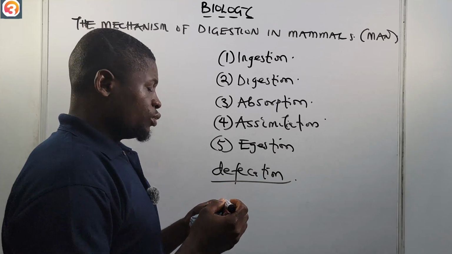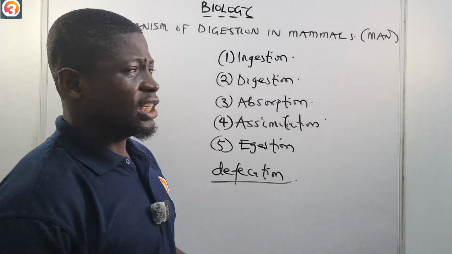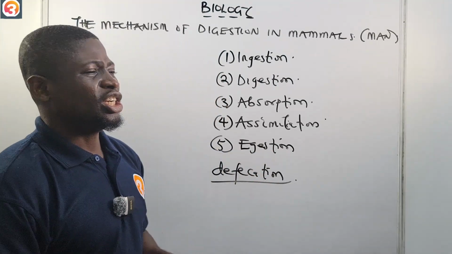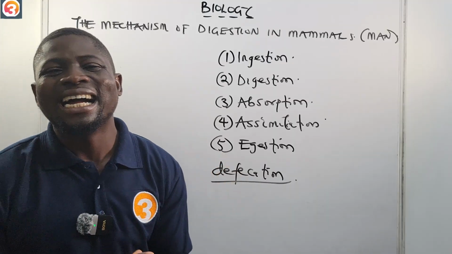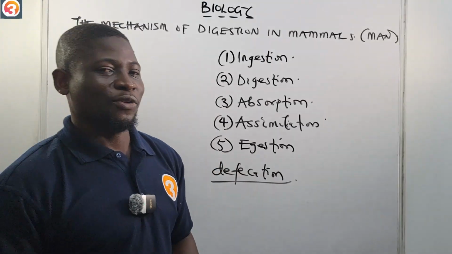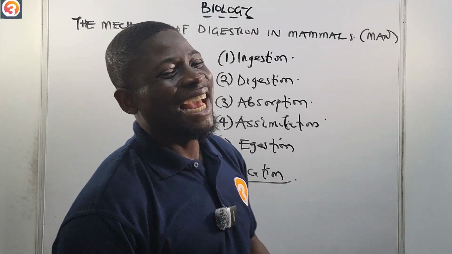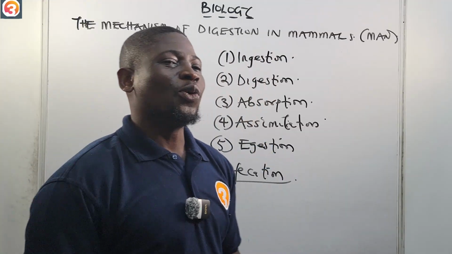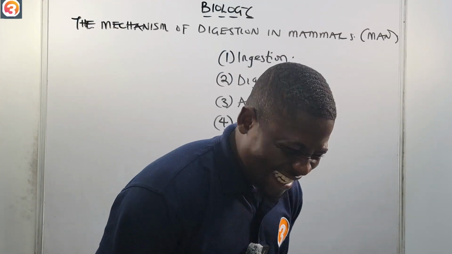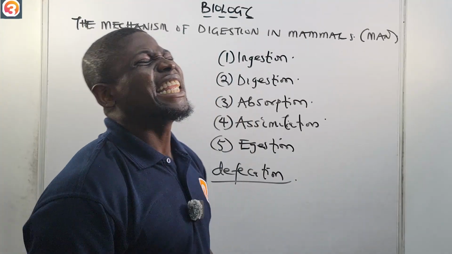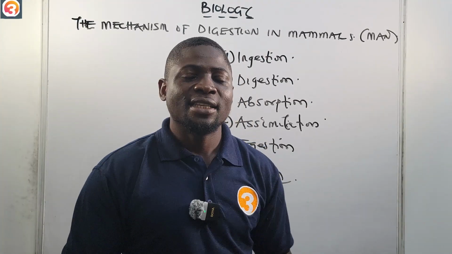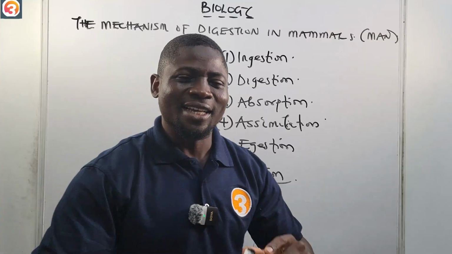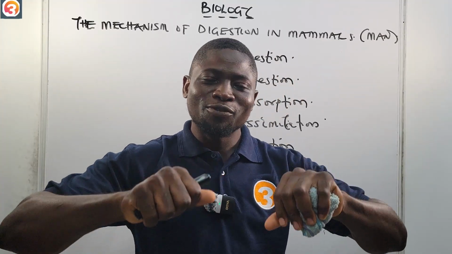We'll look at all of these processes, from the ingestion stage to the digestion stage, the absorption stage, the assimilation stage and the egestion stage, and then we'll fully understand the mechanism of digestion in mammals. We can boldly say that any question asked of you on digestion in mammals, you can answer with the whole of your chest. That is the goal. I want you to study, to read, and build your confidence. The only place confidence comes from is study.